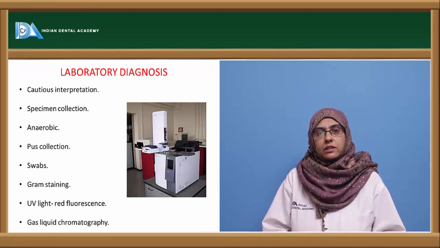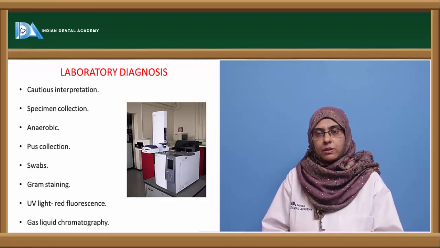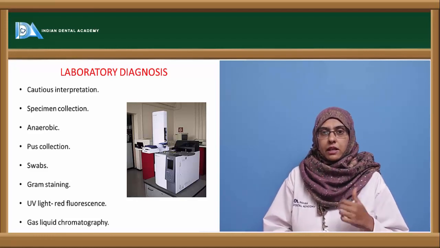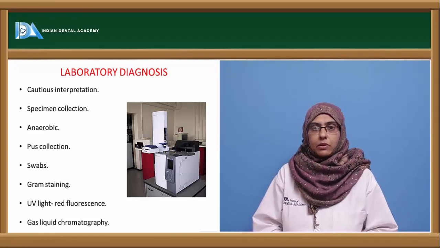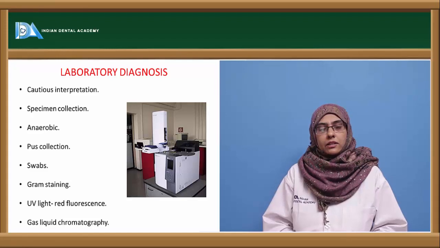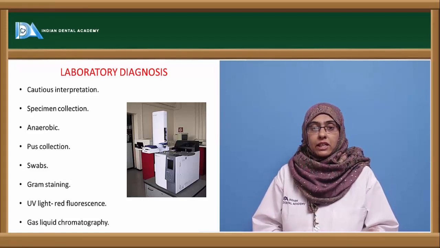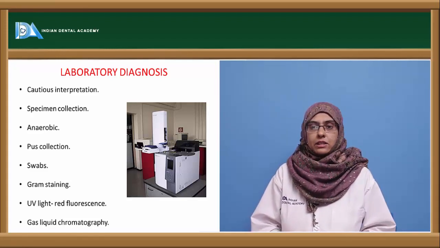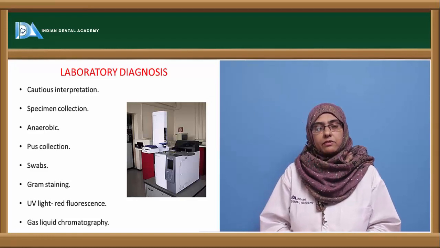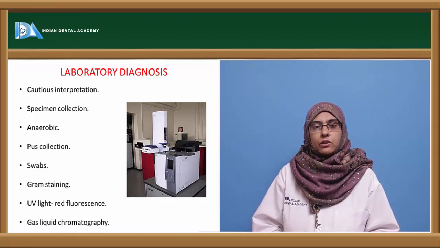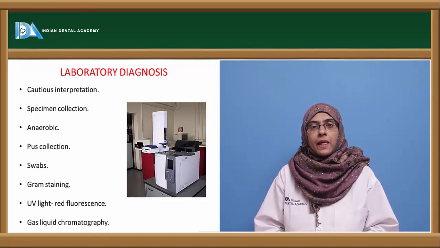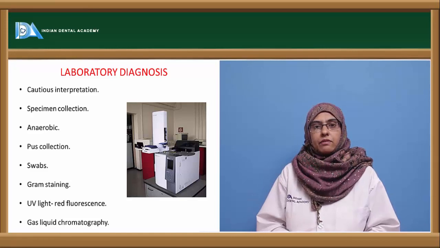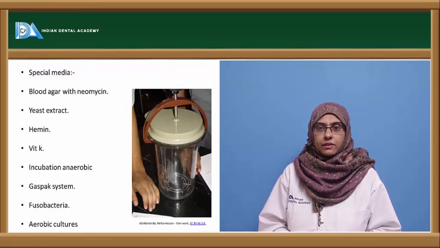And once the specimen is collected, you can inoculate it onto anaerobic media, and a smear can be done with the help of Gram staining. We can identify the gram-negative or gram-positive anaerobic organisms, and swabs are not advantageous in identifying the organism. The other method by which we can identify the organism is UV light, that is, with the red fluorescence we can identify P. melaninogenica, and the most sophisticated one is gas liquid chromatography.